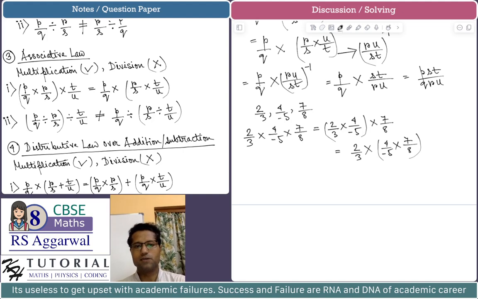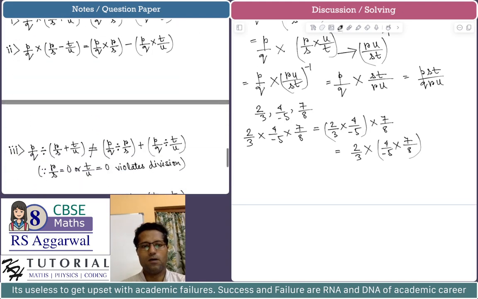So multiplication obeys the associative law, whereas division does not obey the associative law. As you can see in the notes, it is not always the case that p by q divided by r by s and this whole result divided by t by u will be equal to p by q divided by the result of r by s divided by t by u. So division does not obey the associative law, whereas multiplication obeys the associative law when they are applied on rational numbers.